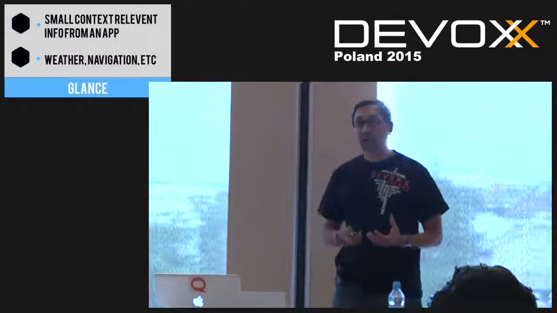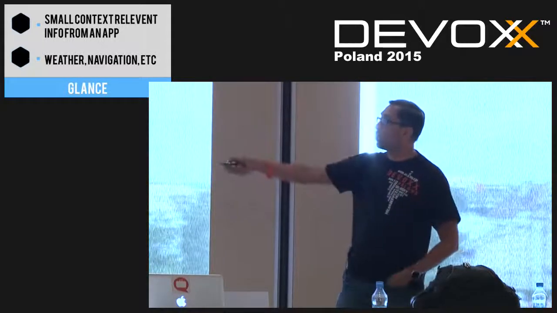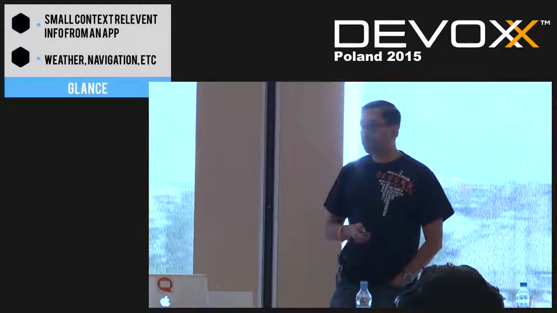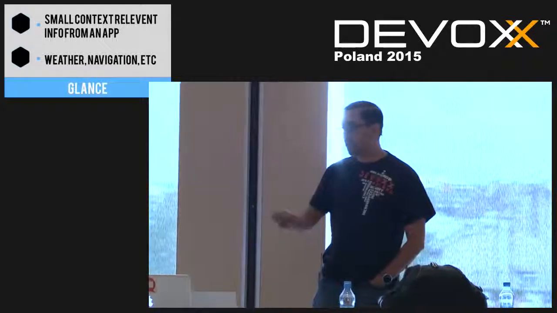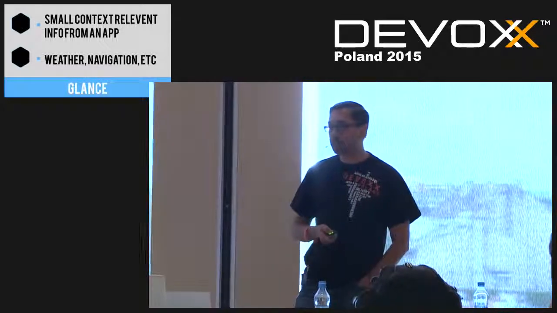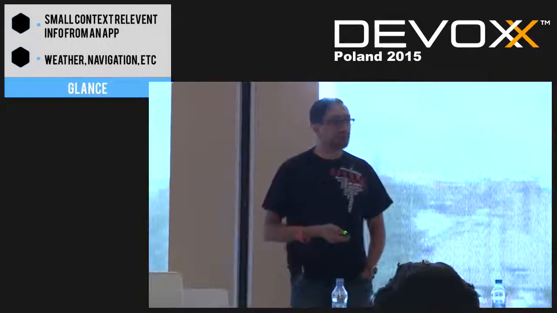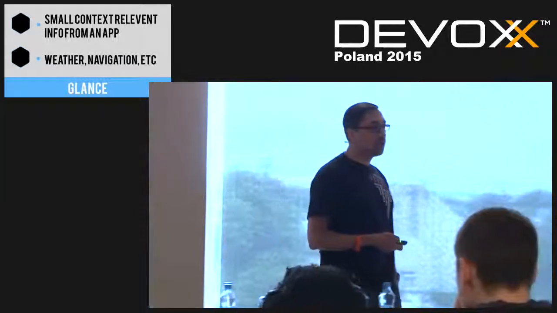Right, so when we think of a glance, it is essentially small contextual information from some kind of app. So the built-in ones are weather, navigation, but you can do your own glances as well. Everyone is probably familiar, and we'll have a look in just a minute to see what some of the glances are on the device. But it's quite nice with the glances that you get for the notification.